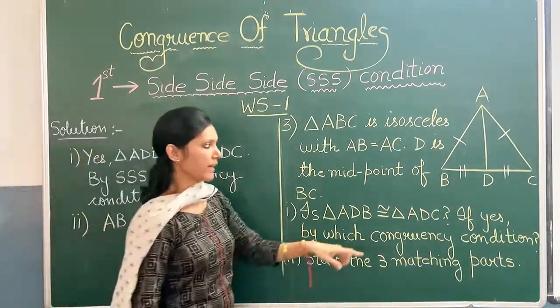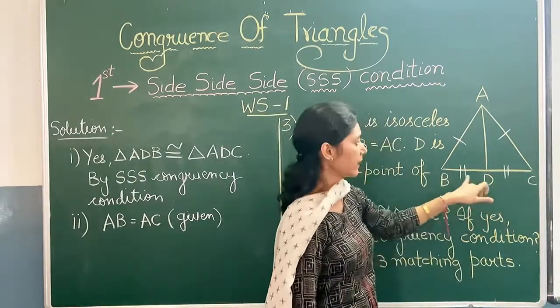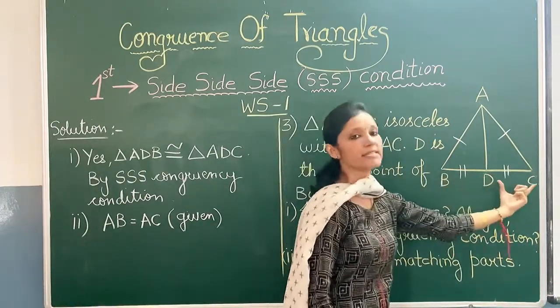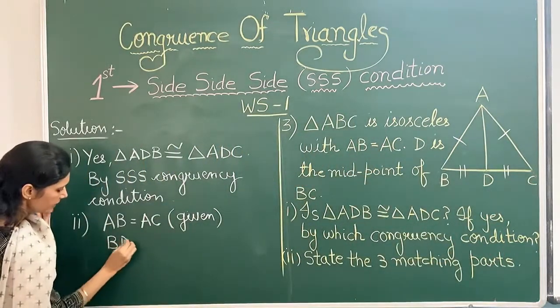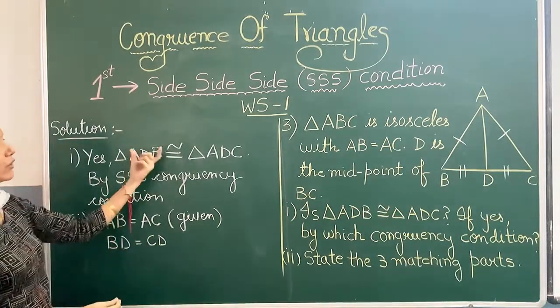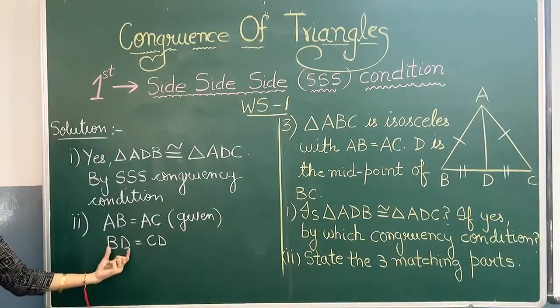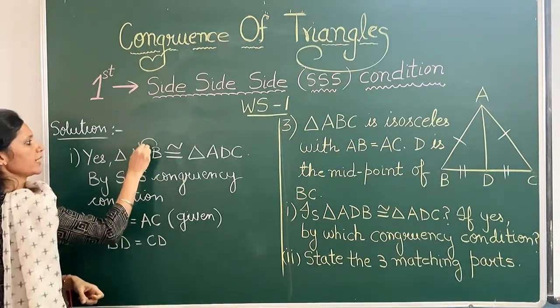The second matching pair is BD is equal to CD. You cannot write it as BD is equal to DC. So BD is equal to CD. You can check this order in the name of the triangle. If you are saying BD, BD means you are moving from here to here, BD.